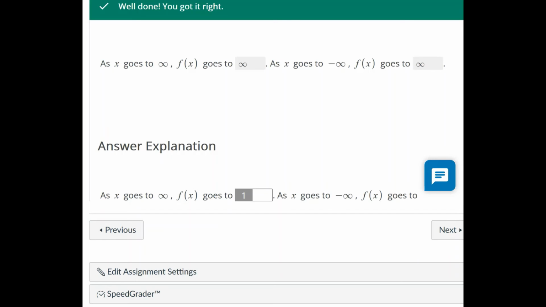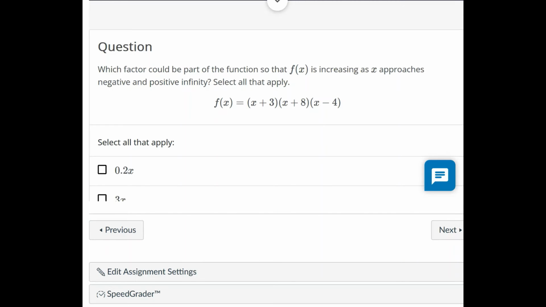Now, here's an interesting question, okay? Which factor could be part of the function so that f of x is increasing as x approaches negative infinity and positive infinity? Now, increasing means going up. Decreasing means going down, okay? I'm not a real big fan of saying that because our definition of increasing means it's rising from left to right, but they just mean f of x is going up, okay?